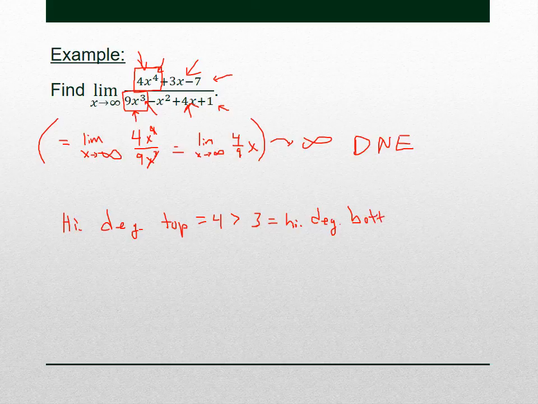And if you tell me that, that's plenty of justification. I know that you're referencing the dominant term property to say that this limit does not exist. All right, so however you want to say that, just reference that the highest degree in the top, of 4, is greater than the highest degree in the bottom of 3. So since the top is greater than the bottom, the limit does not exist.